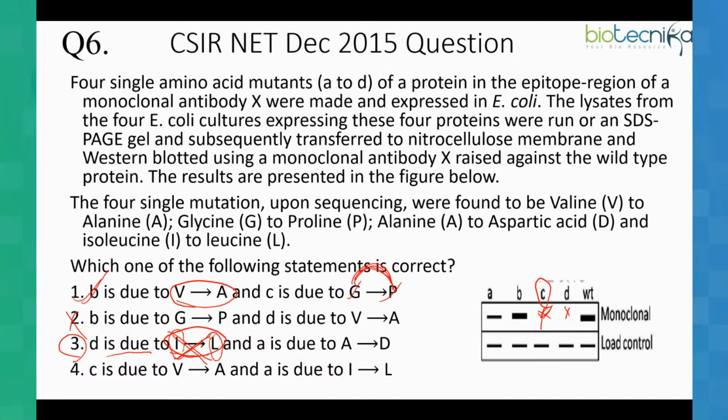And even option 4 cannot be correct because it is saying valine to alanine. As we saw, you need a change. So option 1 is the right answer.